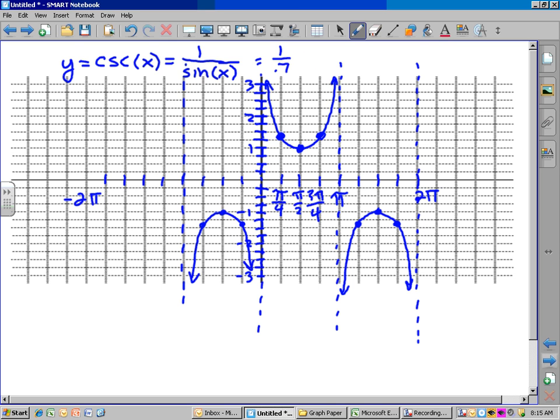Then I'm going to go back up high, and I'm going to start at 1.4. Then 1. Then 1.4. And then another vertical asymptote. Now this is on increments of 45. Again, we can find more points in between. We use 30, 60, other nice angles.